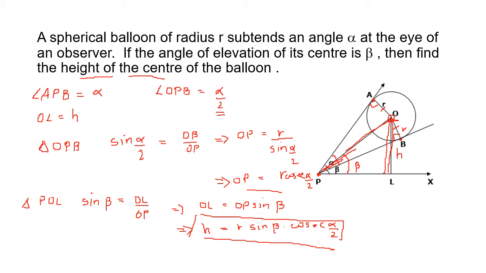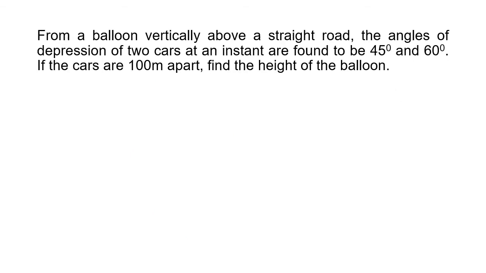So I hope you have understood this sum. You have to find the height of the center of the balloon, but in terms of R and H, because that is what is given to us, right? So the height of the center of the balloon is R sin beta cosec alpha by 2. Moving on to the next sum.